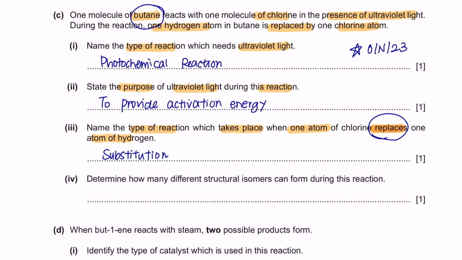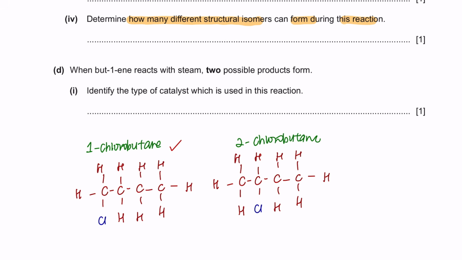Part 4. Determine how many different structural isomers can form during this reaction. It can either form 1-chlorobutane or 2-chlorobutane. Even if the chlorine is placed at this carbon, it will still be 1-chlorobutane. And if the chlorine is placed over here on the second carbon from the right, it is still 2-chlorobutane. So there are only two different structural isomers that can form.